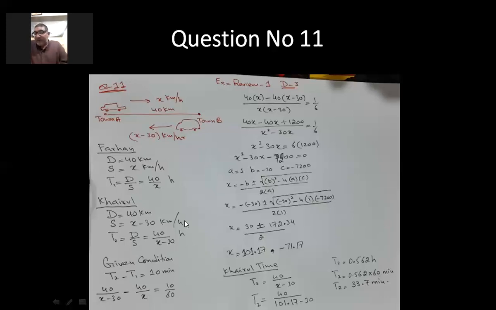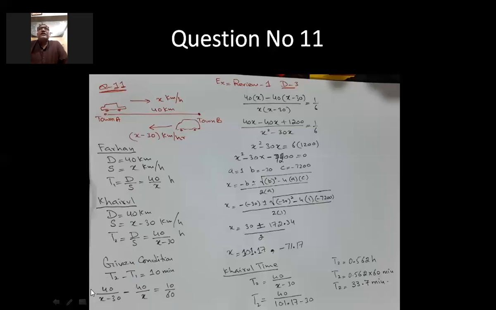Then the third part is given that Farhan took 10 minutes less than Khairul to complete the journey. Form an equation in X and show that it reduces to X square minus 30X minus 7200 equals 0. So you see here I have shown that T2 minus T1, the time difference between Farhan and Khairul, is 10 minutes. But because here everything is in hours, I will divide 10 by 60, so it will be converted into hours.